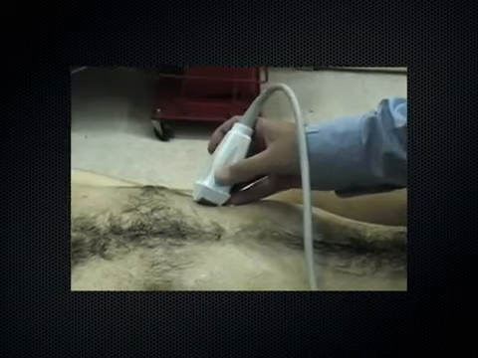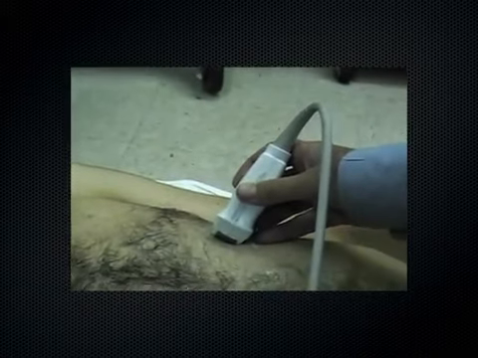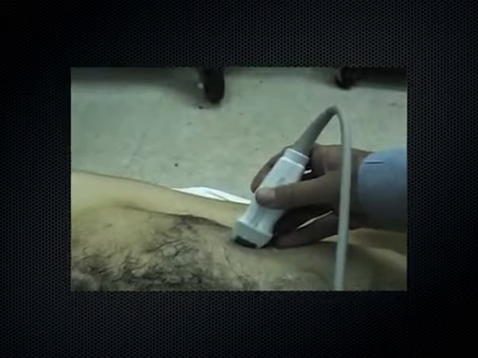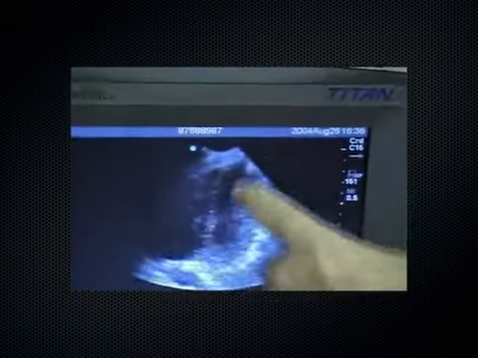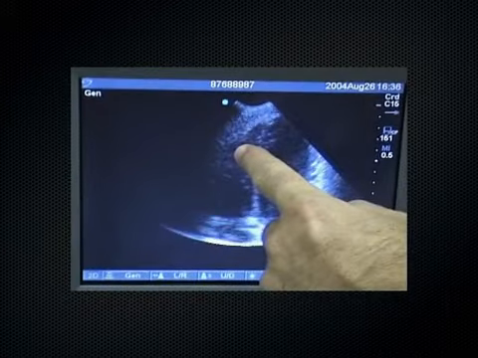For the fourth view, you want to have the indicator towards the patient's right again. You're right underneath the left nipple, aiming towards the spine. That view will get you the heart on the screen standing straight up, with the septum standing top to bottom. That's the septum there. This is the left ventricle.